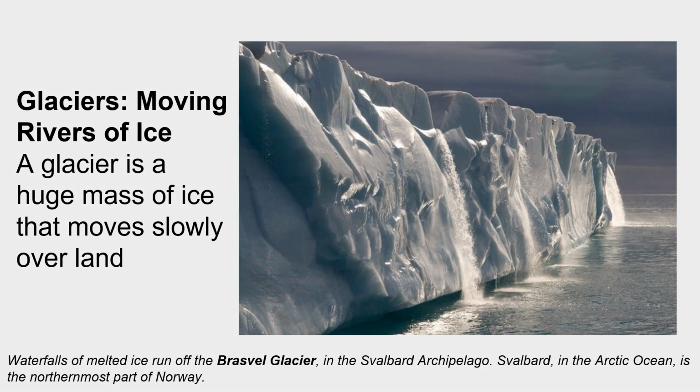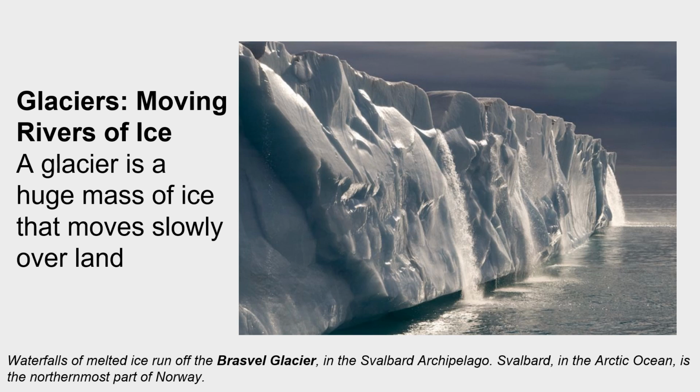Next, glaciers. Glaciers are very famously called as moving rivers of ice. A glacier technically is a huge mass of ice that moves slowly over the land. So the one in the photo is a glacier. You can see it's kind of a mountain, right? A mountain, but not of sand, but of ice.